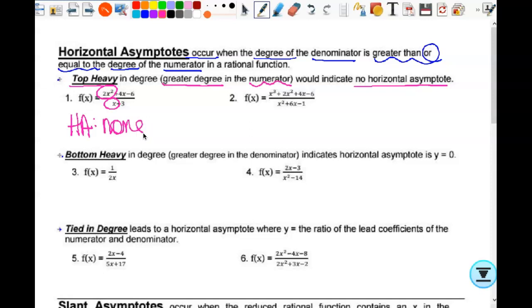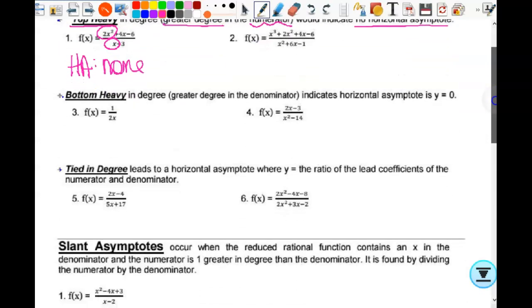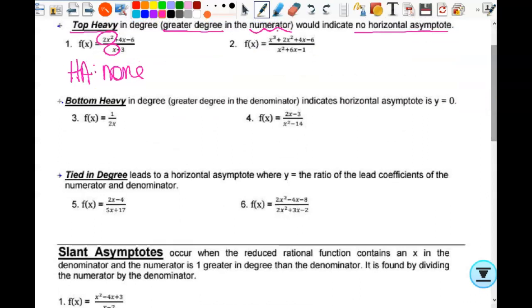I don't even have to factor it to figure that out. Now, in order to do other things we need to know about rationals, we would have to factor and do some other things. But if this is all I'm being asked for, that's all I got to look at. So here on number 2, I have x cubed and x squared. That makes it top-heavy. So for my horizontal asymptote, that's none. We good on that?